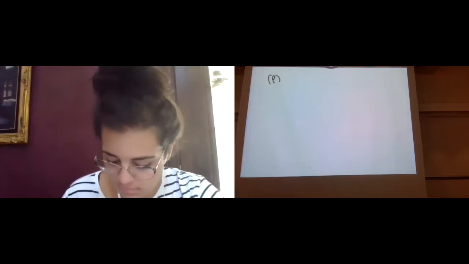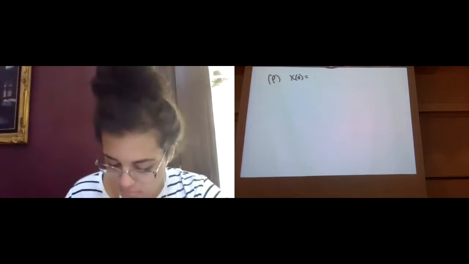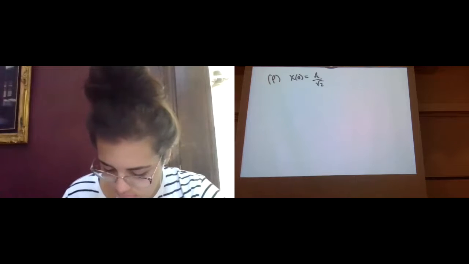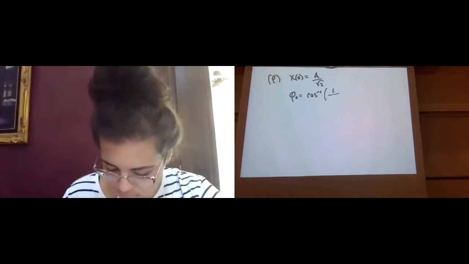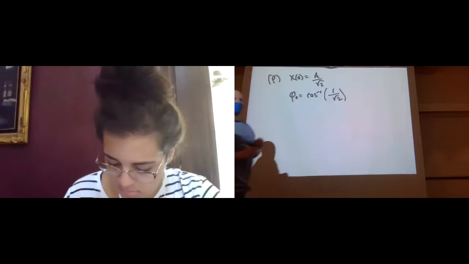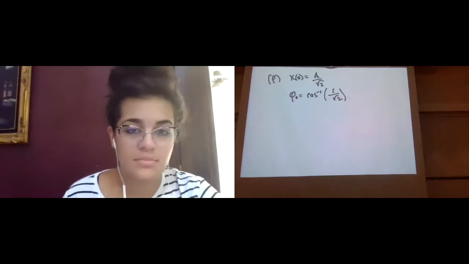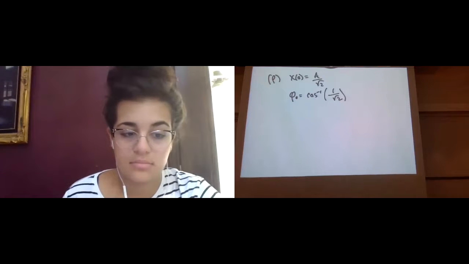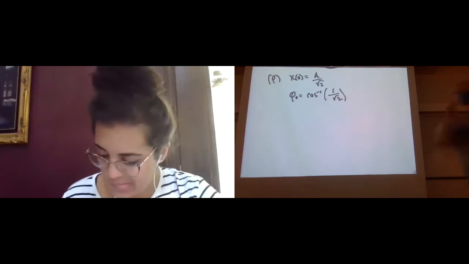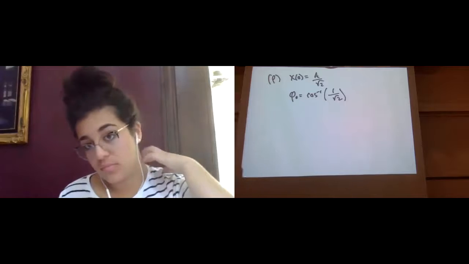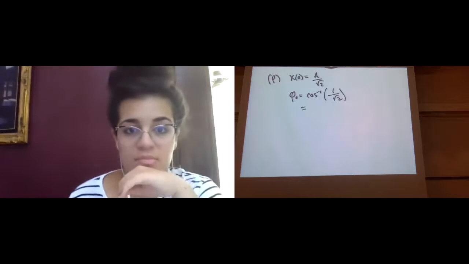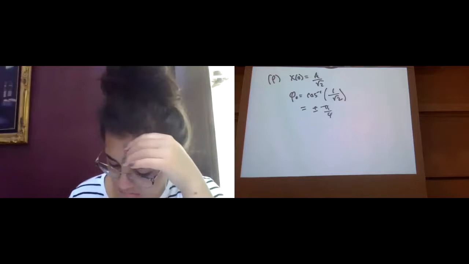Finally, the last one, F. Here we have x of 0 equal to the amplitude divided by the square root of 2, which means that our phase factor is equal to the inverse cosine of 1 over the square root of 2. For what angle is cosine equal to 1 over the square root of 2, or square root of 2 over 2? That's the same thing. So what angle is that one? Yeah, so pi over 4. So this is equal to plus or minus pi over 4, so 45 degrees.